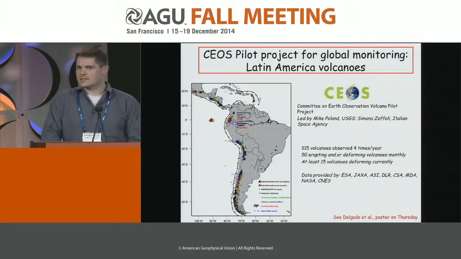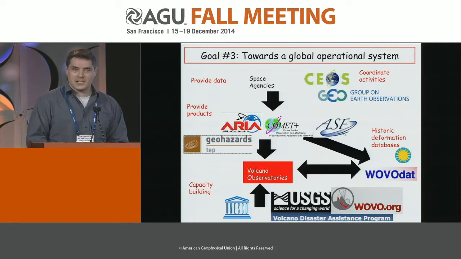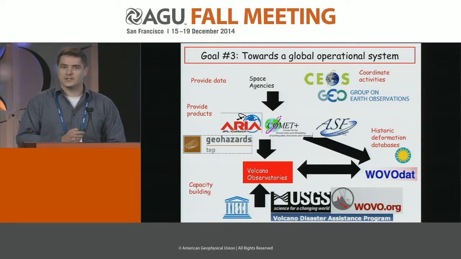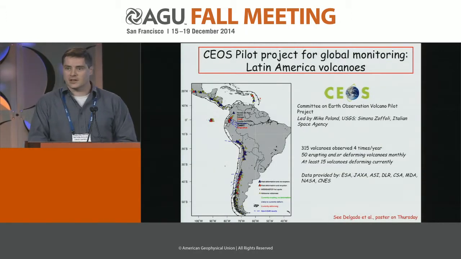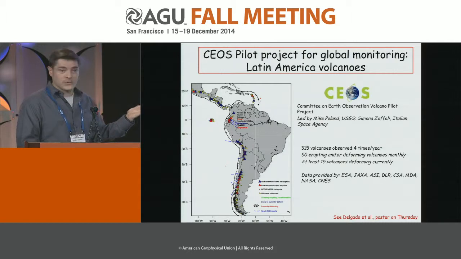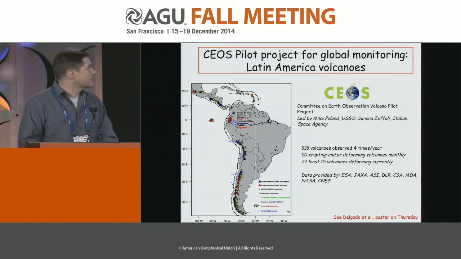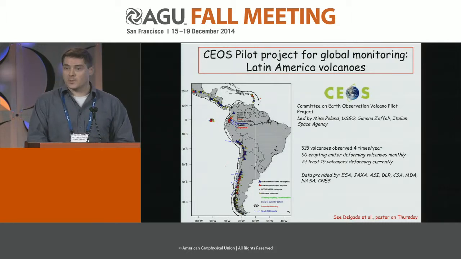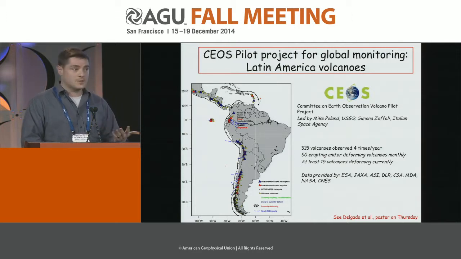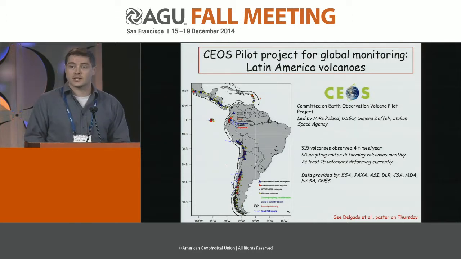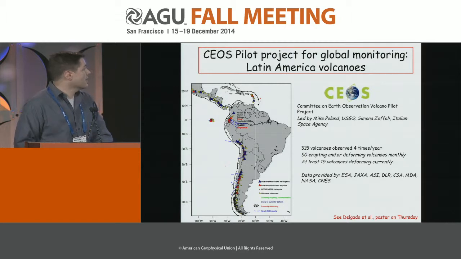So let me just give you, this slide was meant to be complicated to show that there are a lot of people that are involved. Making all the actors work together has, as a proof of concept, been led by CEOS, focusing for the moment on a 3-year pilot project in Latin America to monitor all the volcanoes, approximately 315 Holocene active volcanoes.